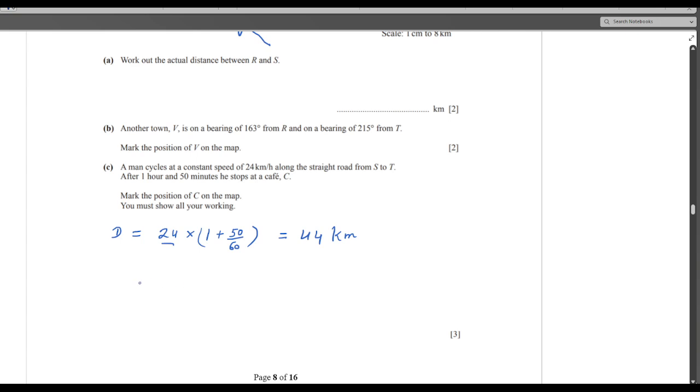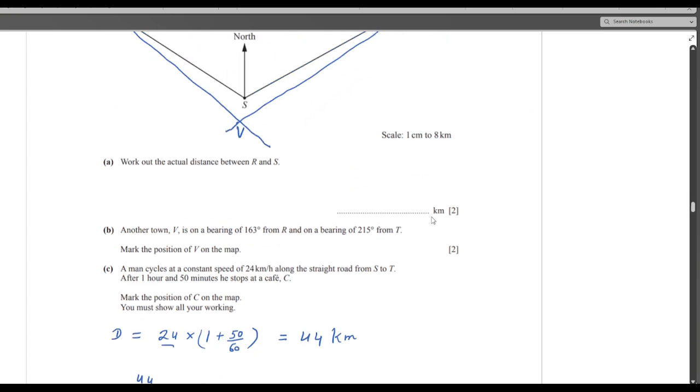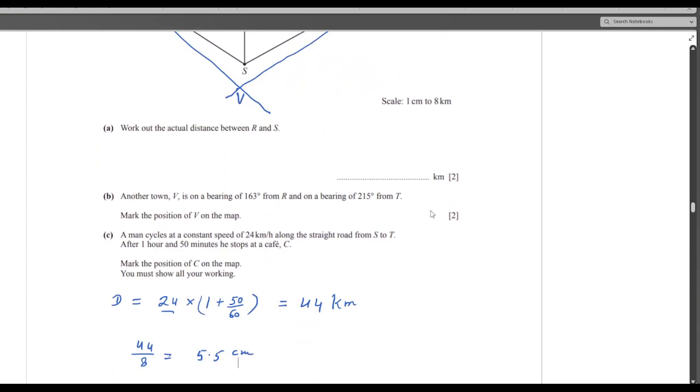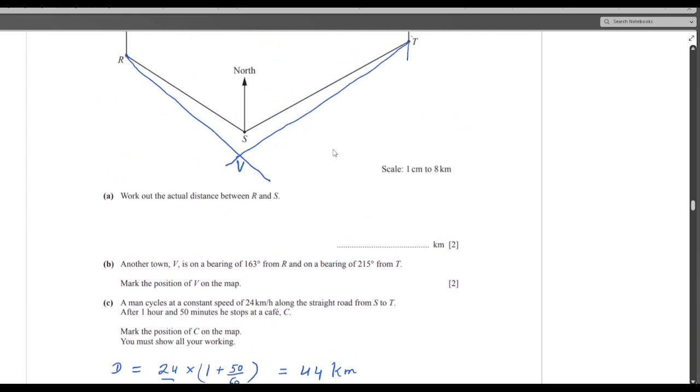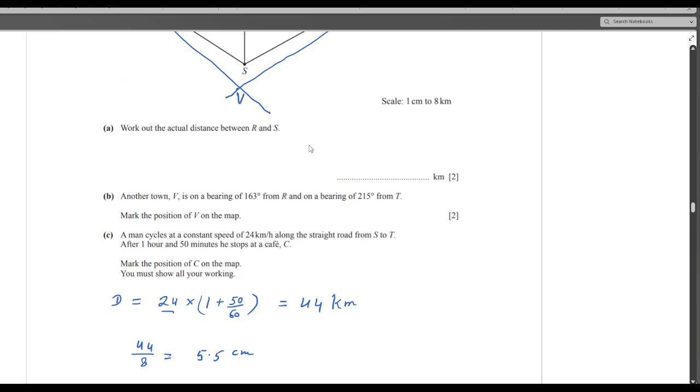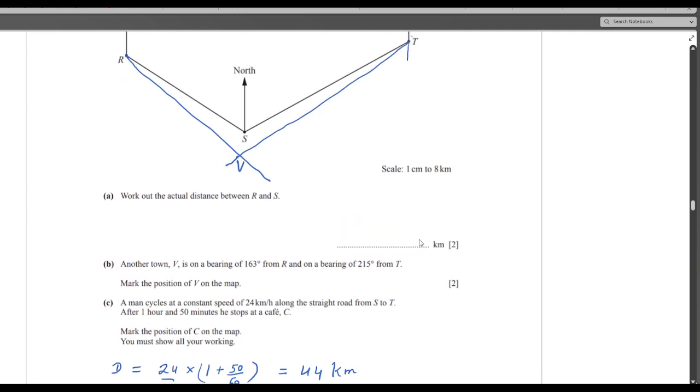Now 44 kilometer, if I divide by 8, since my scale is 8 kilometer represented by 1 centimeter. So 44 kilometer, if I want to represent, I will divide it with 8. I will get 5.5, so 5.5 centimeter. So for distance from S to T, mark the position C. You are traveling from S to T, so you will take your scale and check where 5.5 is coming, and there you will mark your point C.